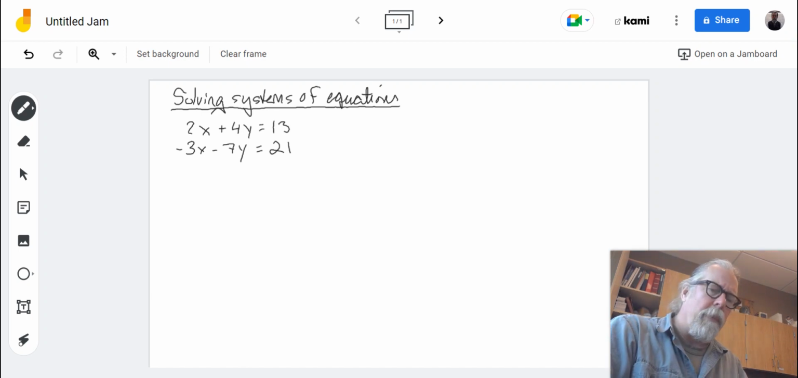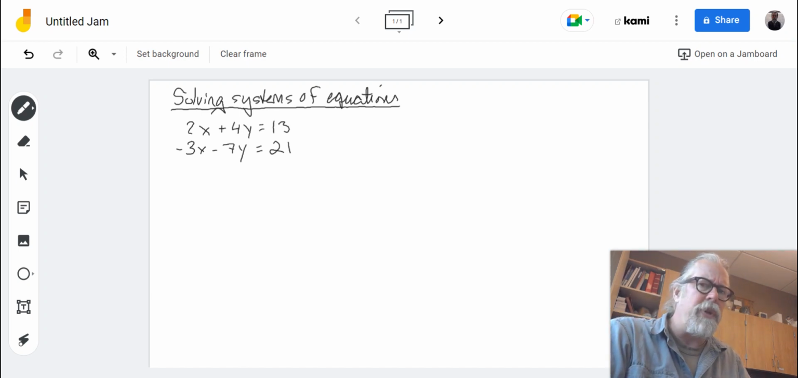I made up these numbers. I don't know what the solution is, but there's a good chance that they're not nice numbers, that they're some awkward fraction. We won't know until we get there, and so then it takes a little bit of time. But I want to show you a little bit of something about matrices.